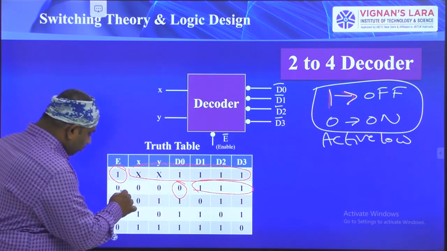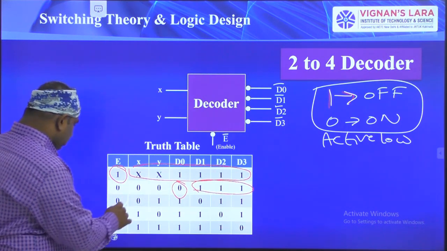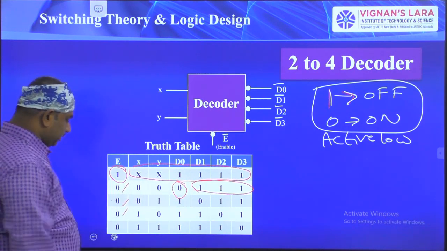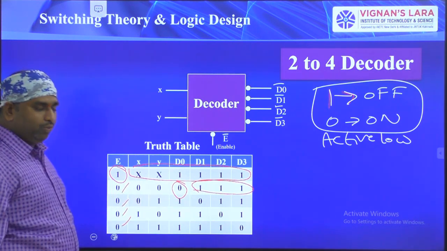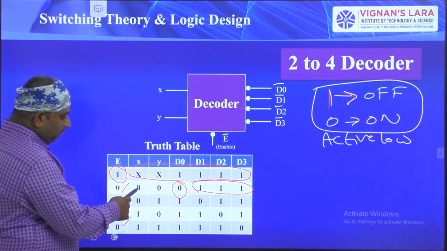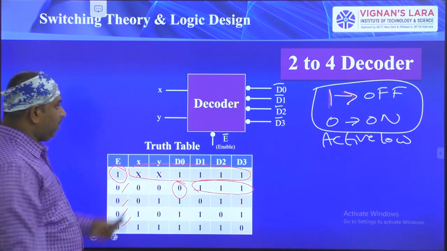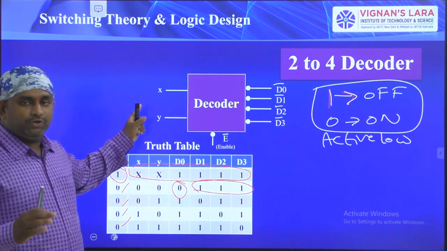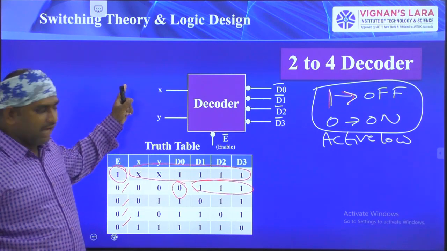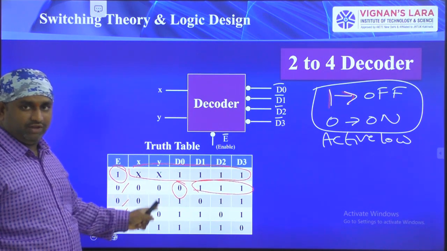For 0, when E is equal to 0, then only the kit is going to work, in the working situation. So XY: 0 0, 0 1, 1 0, 1 1. We have not changed the inputs. These are the normal inputs only: 0 0, 0 1, 1 0, 1 1.